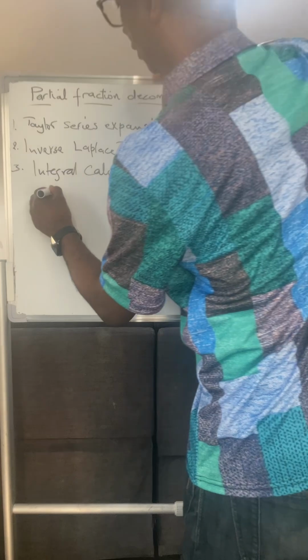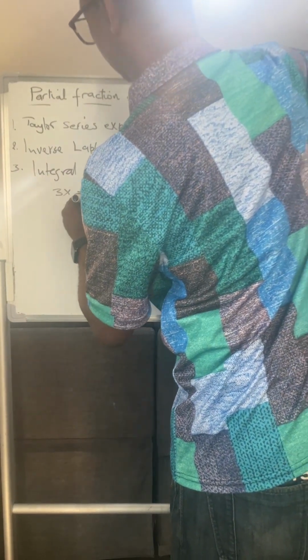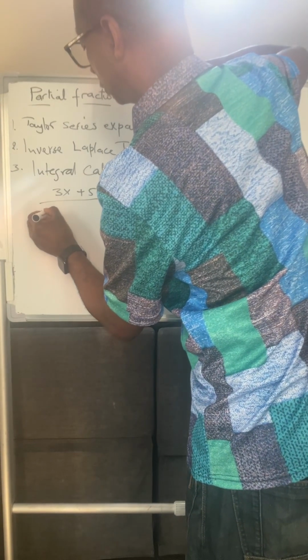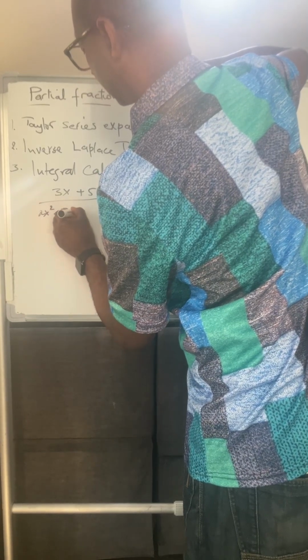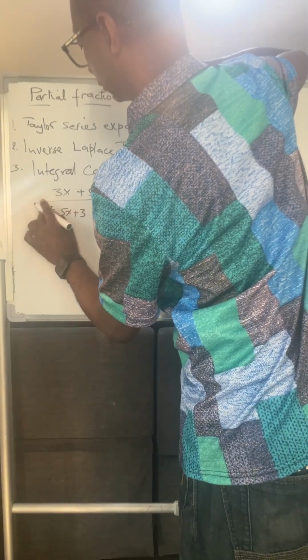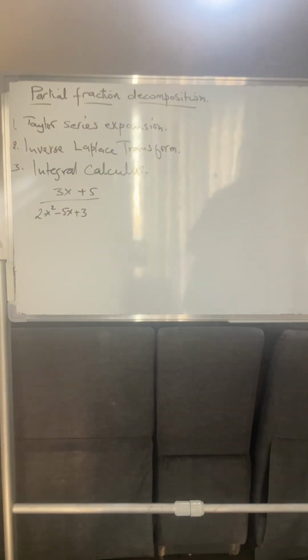Partial fractions. We have, for example, 3x plus 5 all over 2x squared minus 5x plus 3. So we have this function here.